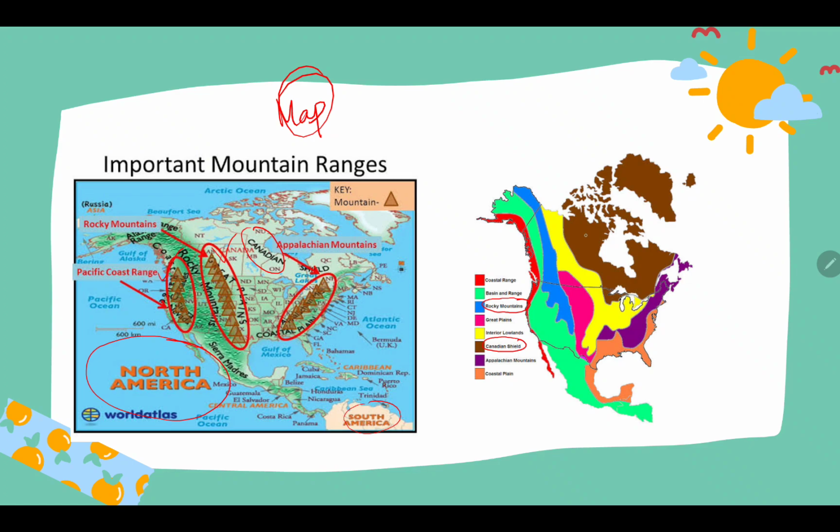The Canadian Shield is depicted in brown. The Appalachian Mountains are in this purple color, and the coastal plains and coastal ranges are out here. This one is the coastal ranges, and this is the interior lowland. I am giving you this picture so that whenever you close your eyes, this vibrant color will make you think that these particular mountains are in this particular area of the North American map.